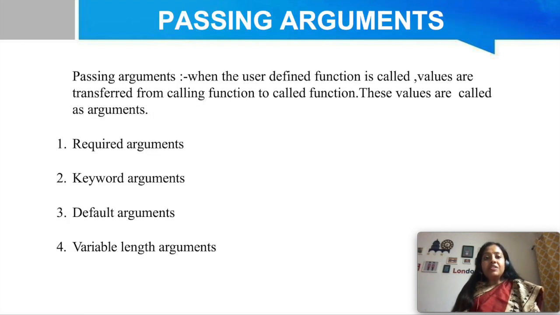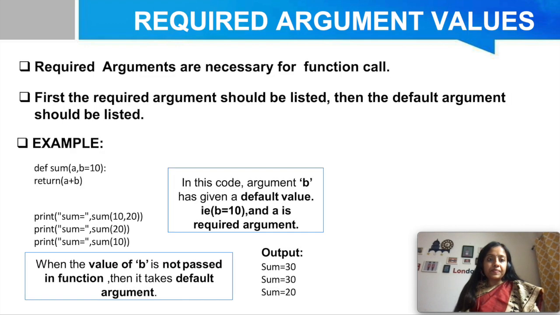Talking about passing of the arguments. When the user-defined function is called, values are transferred from the calling function to the called function. These values are called arguments. Arguments can basically be of four types in Python: required arguments, keyword arguments, default arguments, and variable length arguments. We will discuss these one by one.